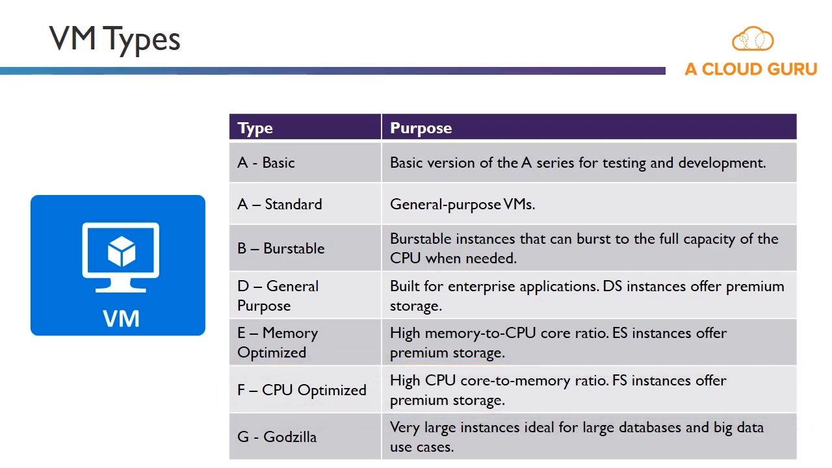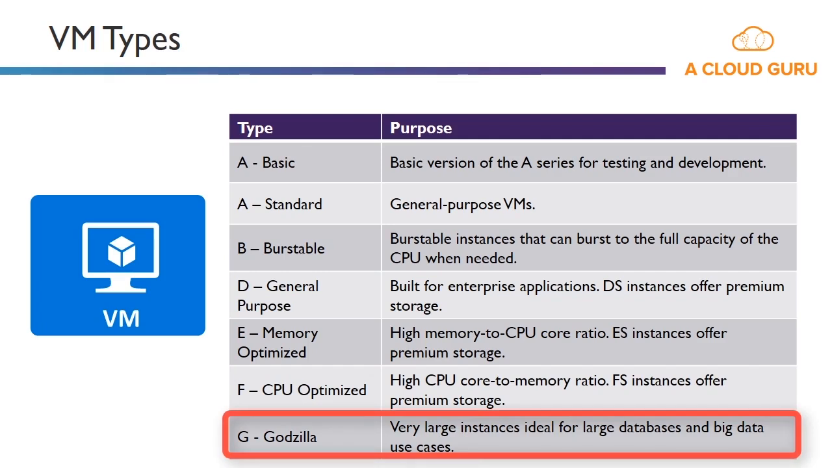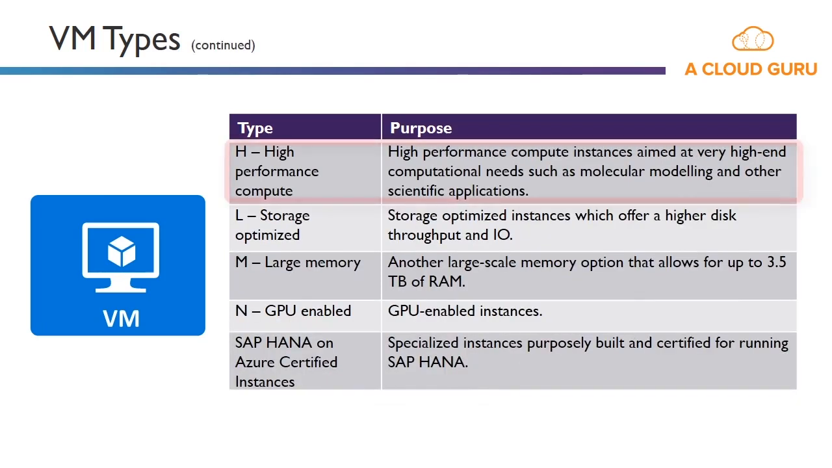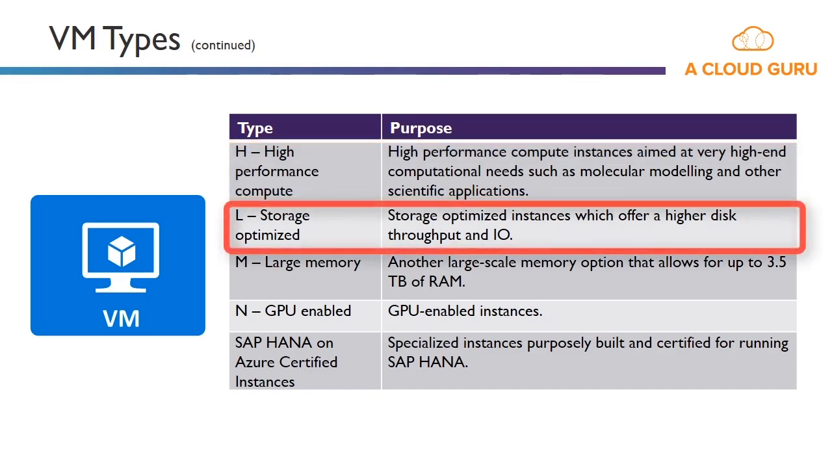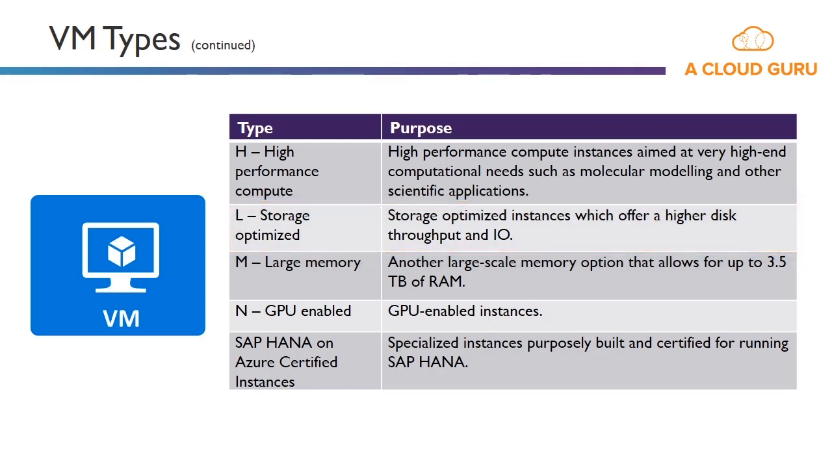The G series, Microsoft calls the Godzilla, or at least that's what people tell me when I'm walking around Microsoft Ignite and various conferences. Very large instances, hence the Godzilla name there, for large databases, big data use cases. Then we've got high performance compute, computational, molecular modeling, scientific applications. That's the H series. The L series is for storage. I remember this as L for LUN, like in the traditional sense of storage. And these are storage optimized with a high disk throughput and high I/O.